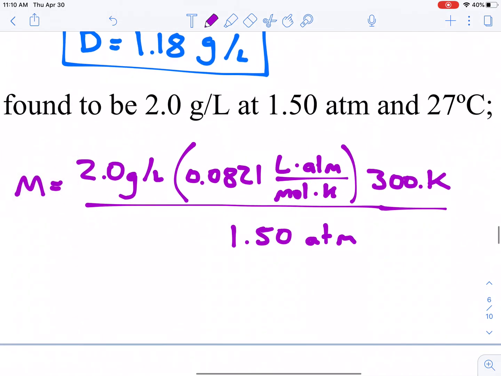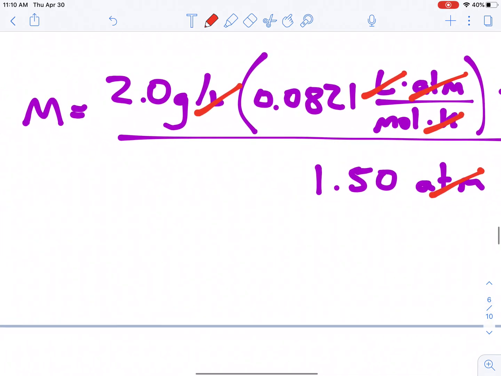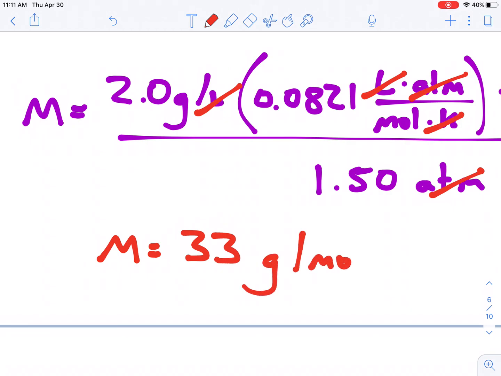And again, let's look carefully at our units. Unit-wise, we have Kelvin on the top, Kelvin on the bottom. At the very top, we have ATM here, and ATM on the bottom. Again, we have liters on top here and liters on the bottom here. So those cancel out. So ultimately, we're left with grams per mole, right? And so our molar mass becomes a number of grams per mole. And we need 2 sig figs from the 2.0, so we will get 33 grams for every 1 mole.